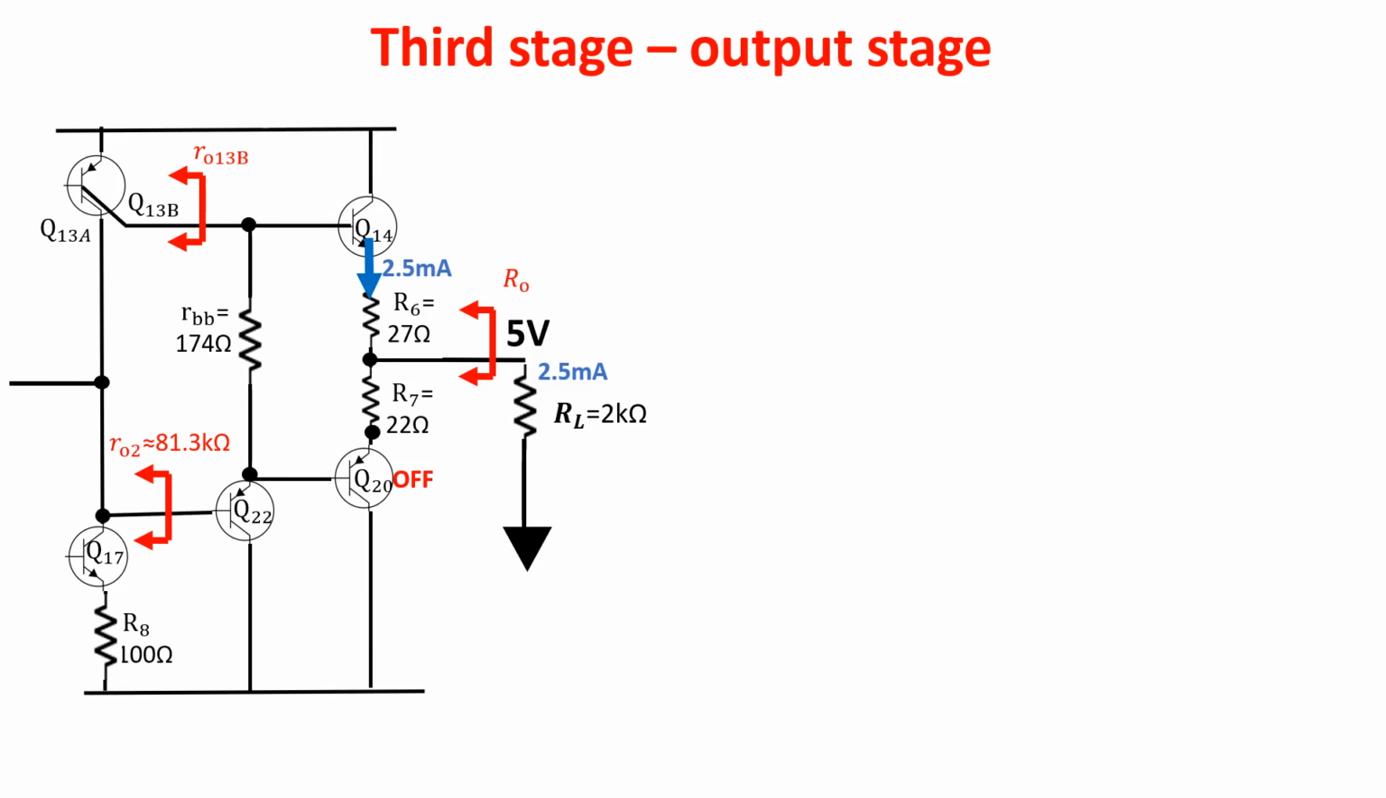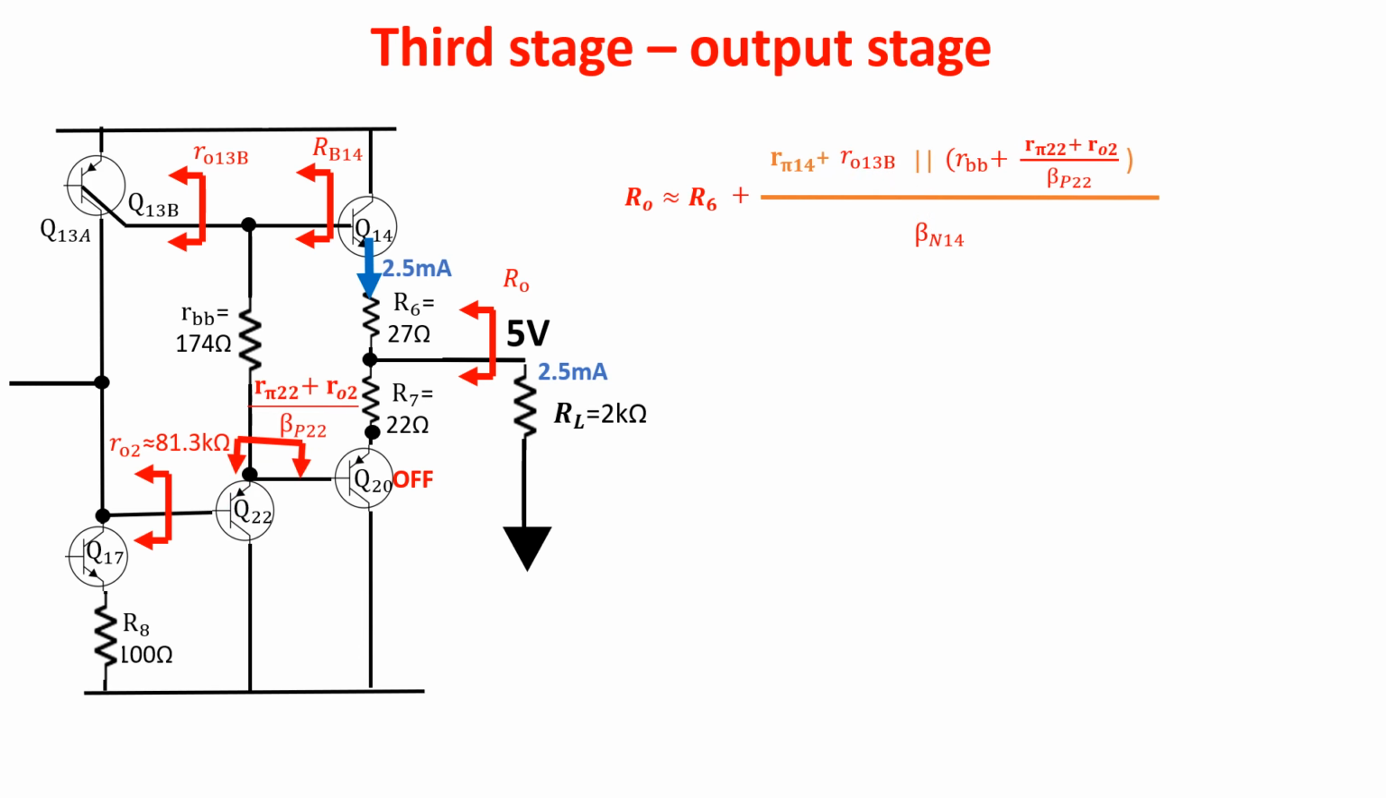The output resistance is equal to R6 plus the resistance into the emitter of Q14, which is Rpi14 plus the resistance from the base of Q14 divided by beta 14. Rb14 is the parallel between Ro13b and Rbb plus the resistance in the emitter of Q22, where Ro2 is the output resistance of the second stage. The output resistance is 47 ohms.